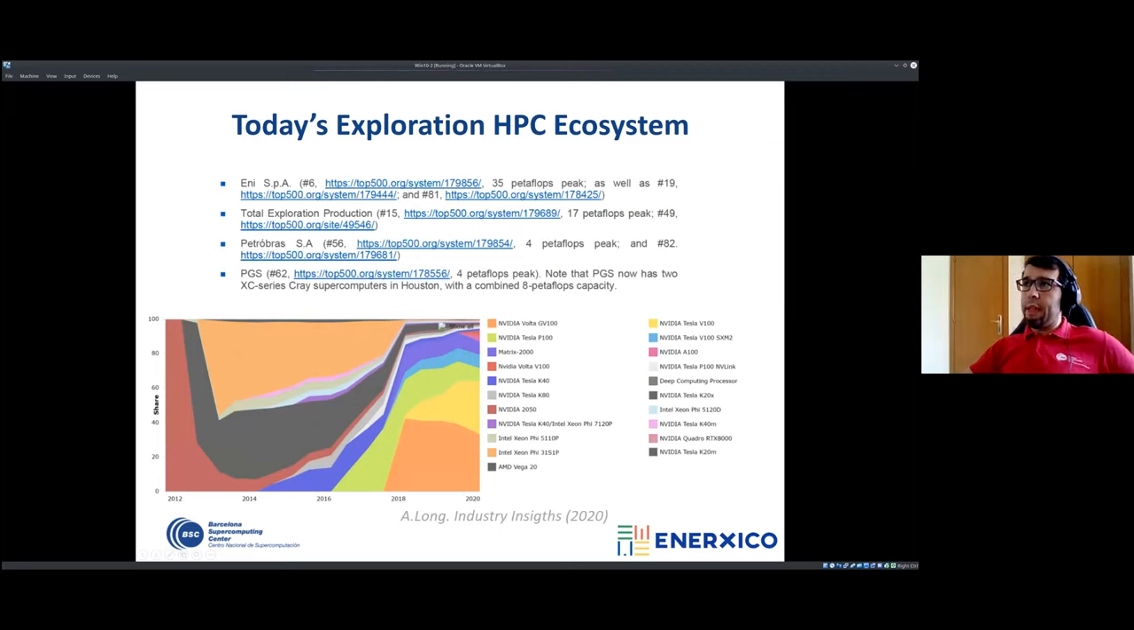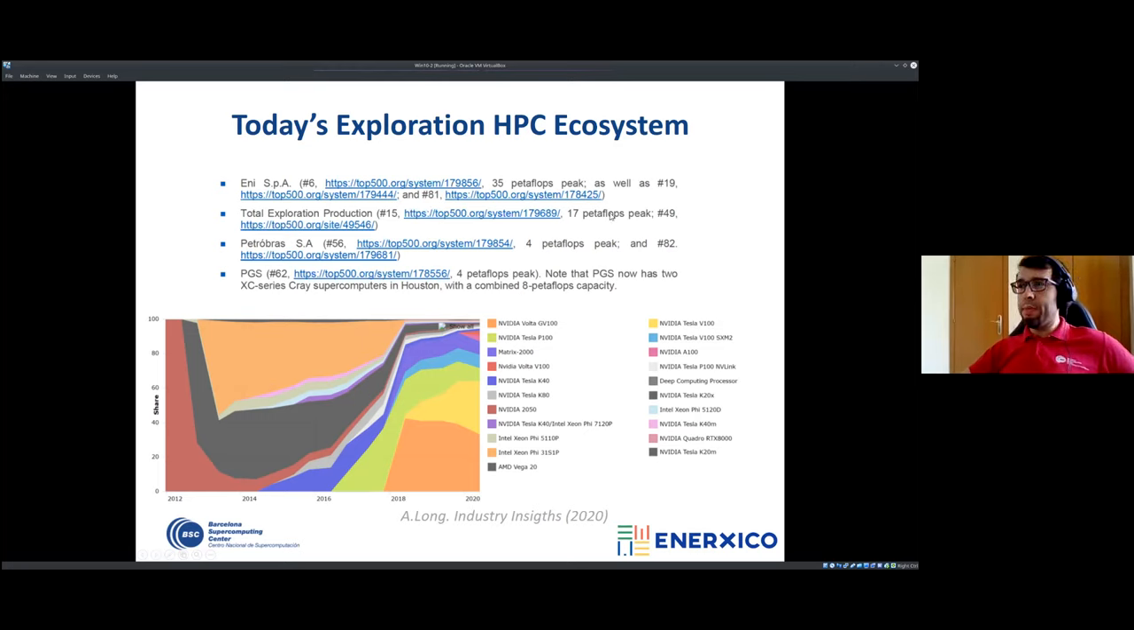In terms of the ecosystem, what's happening nowadays in the exploration industry, taken from a very nice report by PGS last year, we can see that these companies, which are all part of the geophysical exploration world or the oil and gas industry, all have systems which qualify in the top 100 supercomputers in the world. ENI has the 6th fastest computing system, and also the 19th and also the 81st. It has a couple of systems together.